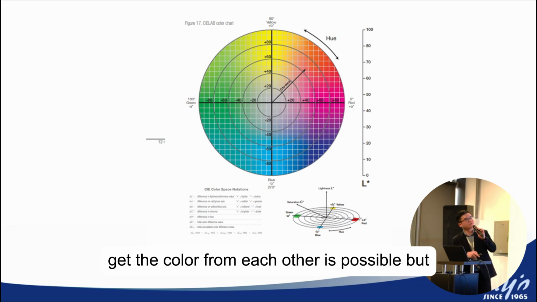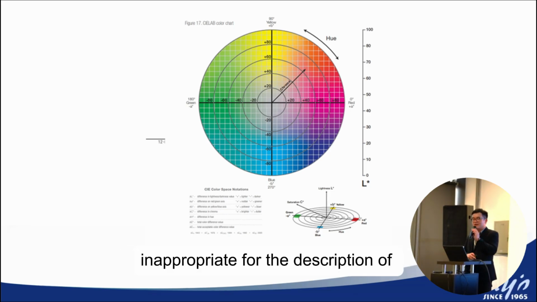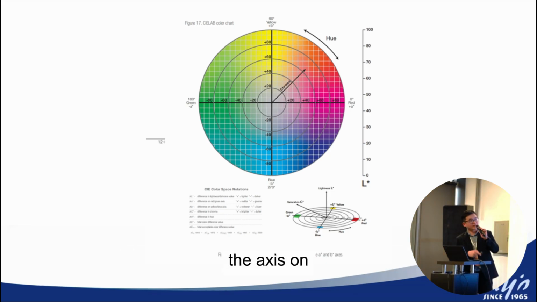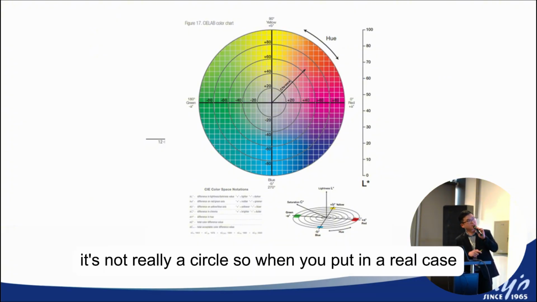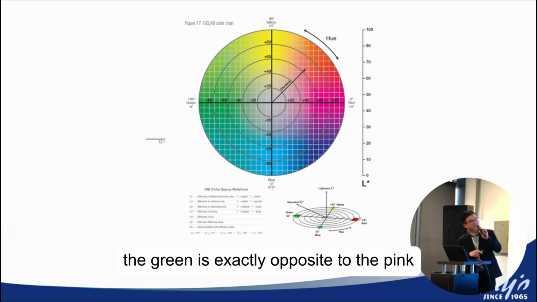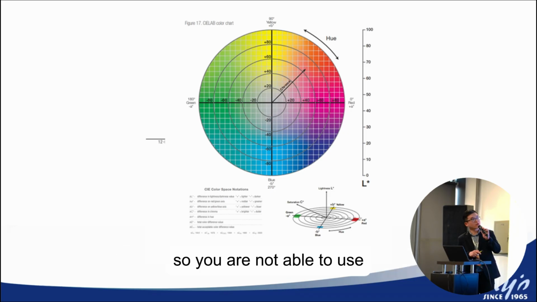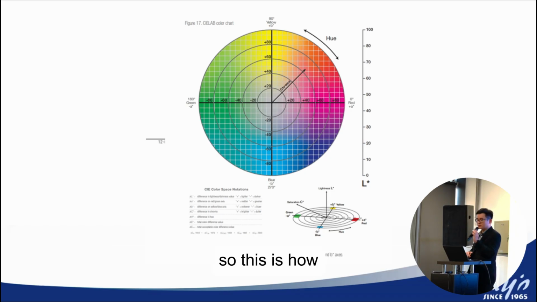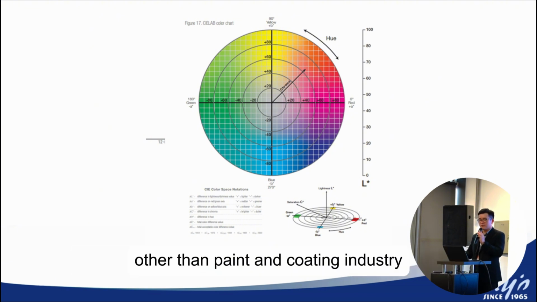It's possible, but for blue and yellow, it's not possible. It's because this diagram is actually inappropriate for the description of the axis on this diagram. Actually, it's an irregular shape. It's not really a circle. So when you put in a real case, the green is exactly opposite to the pink, but the blue is somehow near yellow. So you're not able to use blue to eat the yellow color, but you can use the green to eat the pink or the pink to eat the green. So this is how nano pigment dispersion can work in real applications other than the paint and coating industry.